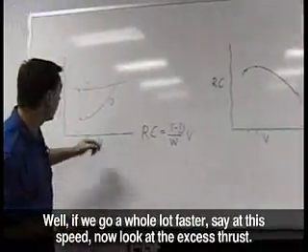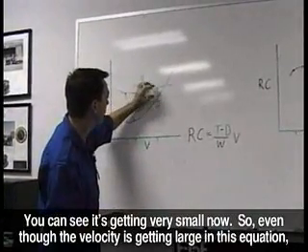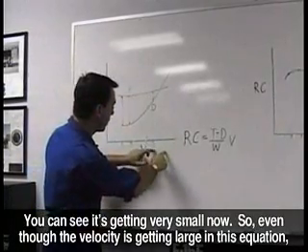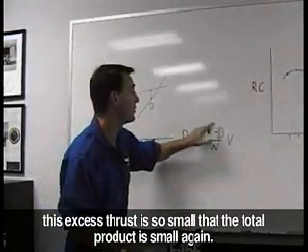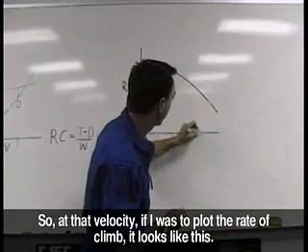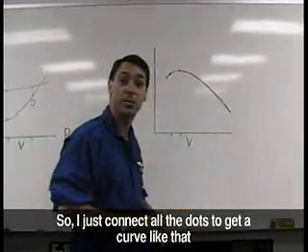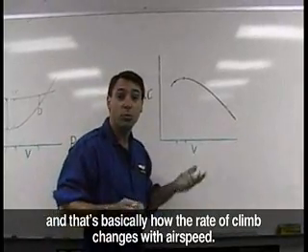If we go a whole lot faster, say at this speed, now look at the excess thrust. You can see it's getting very small now. So even though the velocity is large in this equation, this excess thrust is so small that the total product is small again. And so at that velocity, if I was to plot the rate of climb, it would look something like this. So I just connect all the dots to get a curve like that. And that's basically how the rate of climb changes with airspeed.